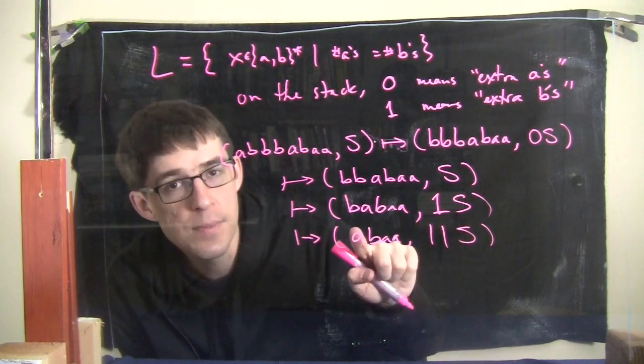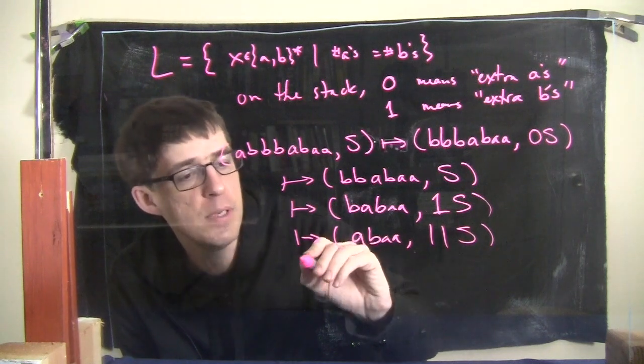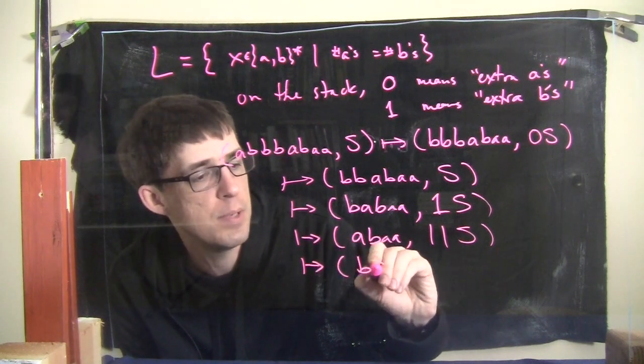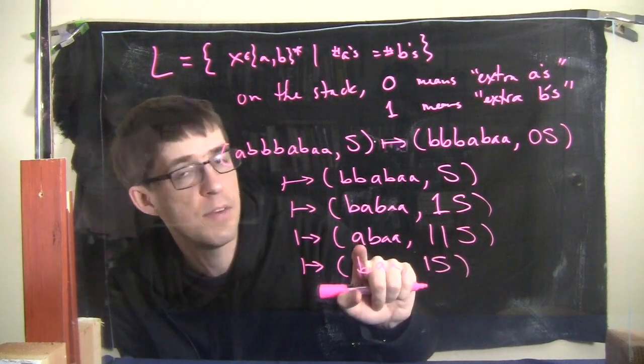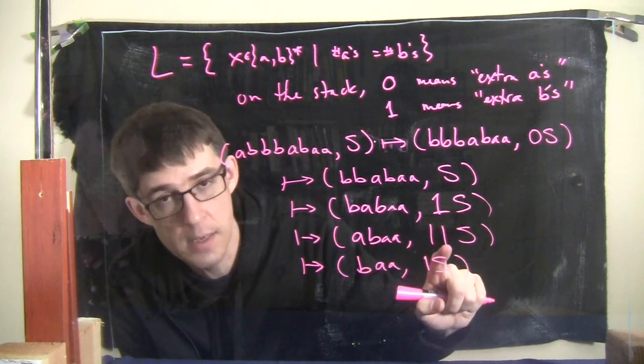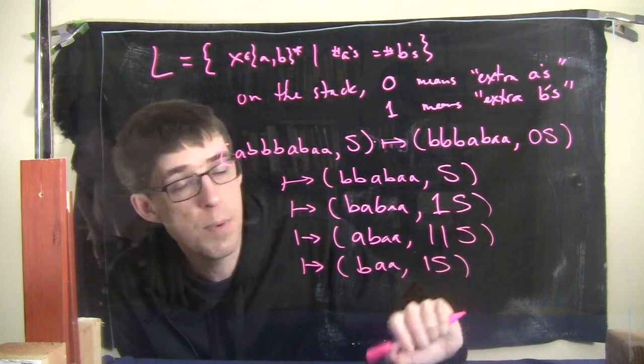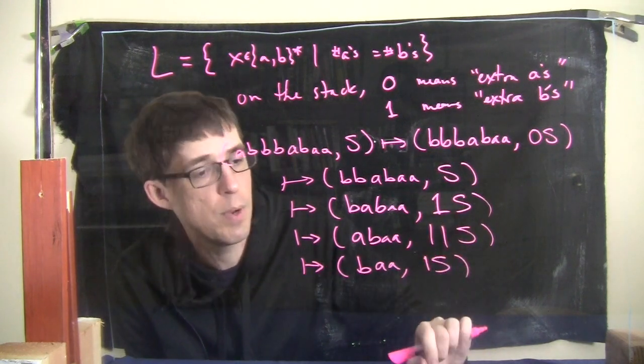What about this A? This A should cancel one of the extra B's from before. So I want this to now say B, A, A, comma, 1S. So there's going to be a line that says if you read A and you see a 1 on the stack, you pop the 1 and you replace it with epsilon. That's to throw it away.